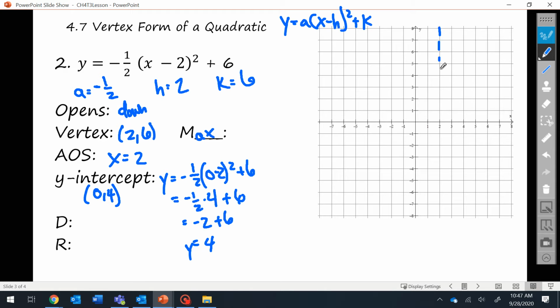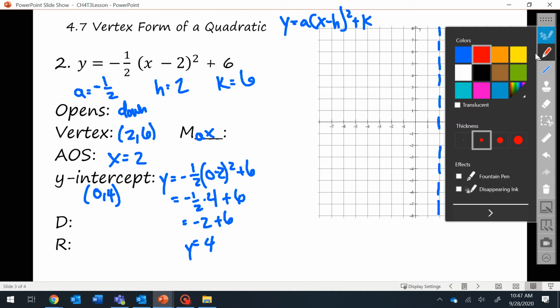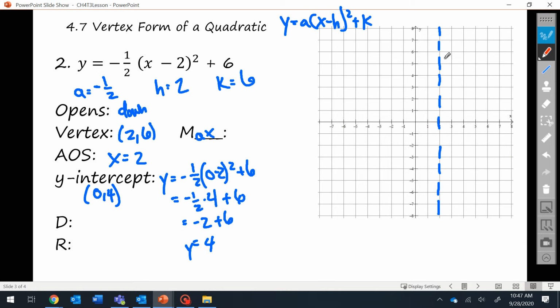We'll put an imaginary line at 2 for our axis of symmetry. We will plot our vertex on the axis of symmetry, 2, 6, which is right here. The y-intercept is 0, 4. We'll reflect this point to get another point on the other side, and then we will connect these to get our parabola.